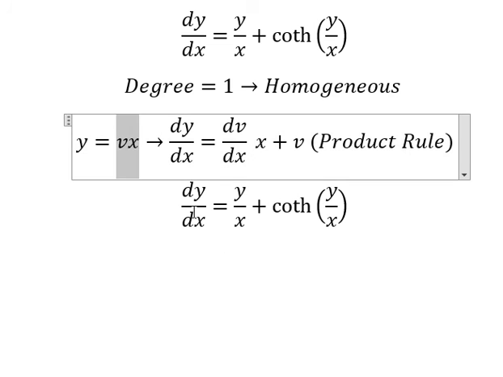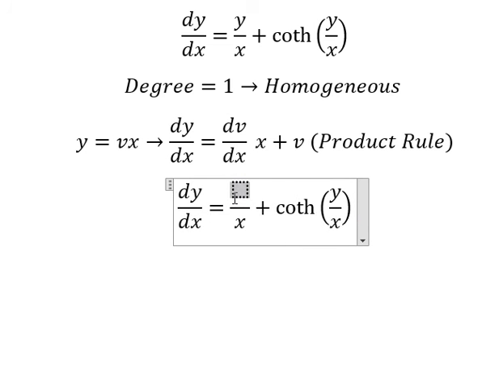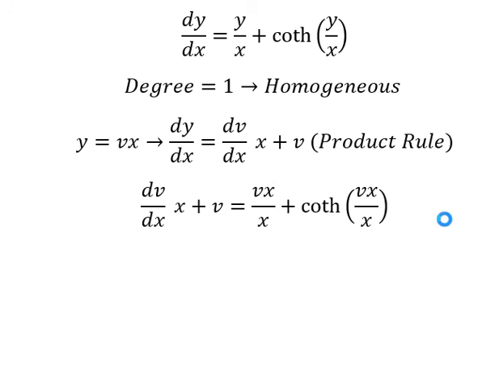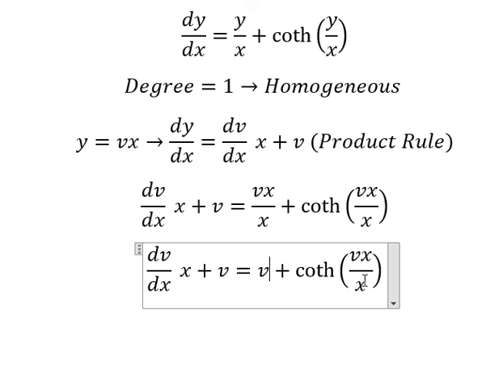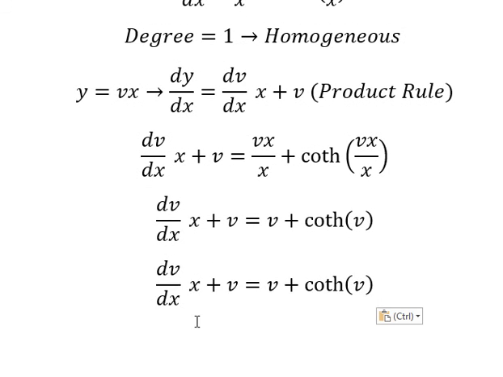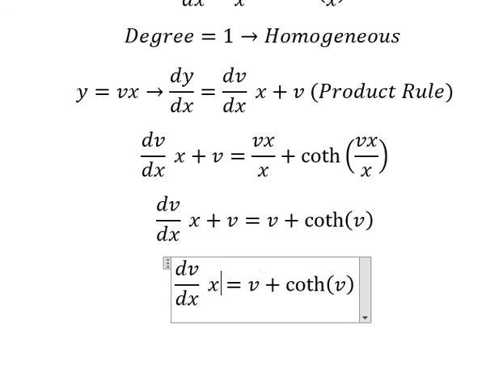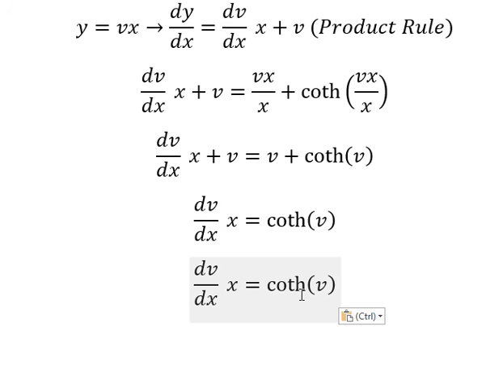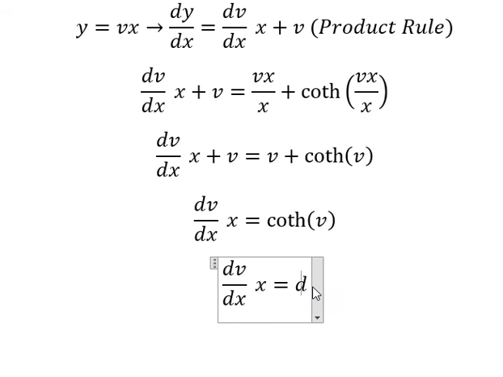So y we change by vx, dy over dx we change by this one. So this one we change by v, this one we change by v. V and v we simplify. Cot of v we put on the left, ds and s we put on the right.